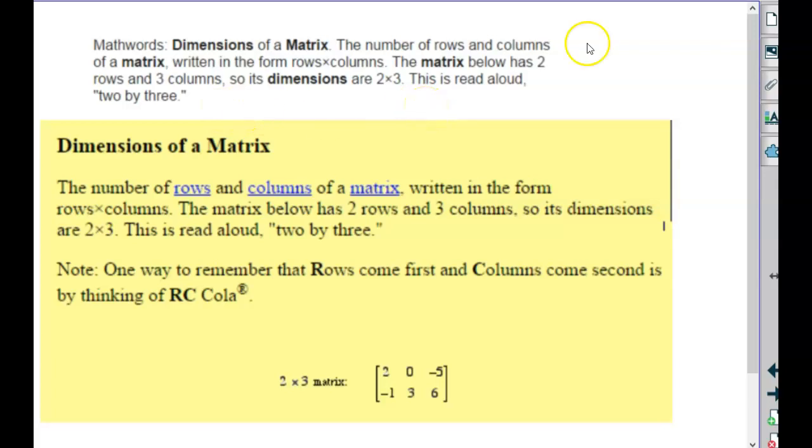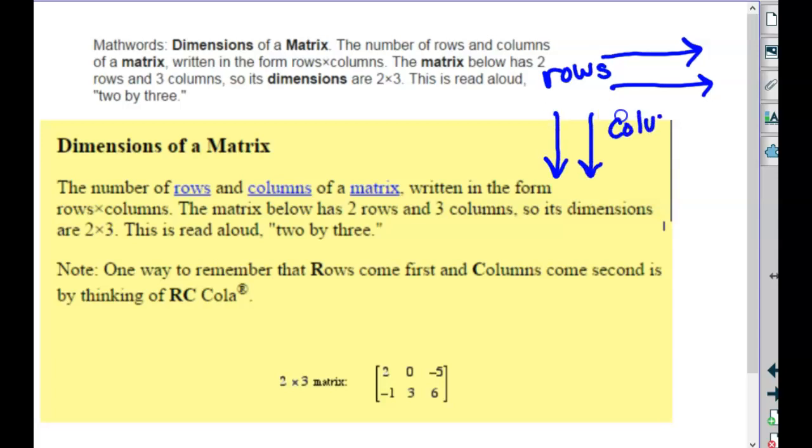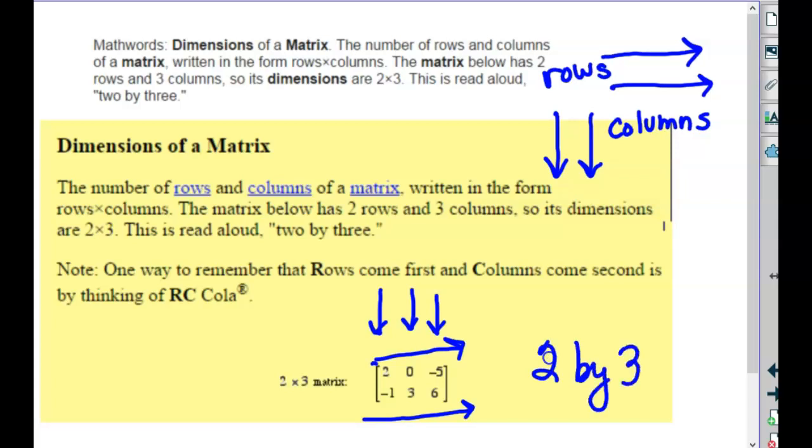Now, rows go across and columns go up and down like the columns on the front of a house. But you have to be careful because students will say this backwards because there are 2 rows going across and 3 columns going up and down. Okay? So this is a 2 by 3 matrix. Any questions of that?